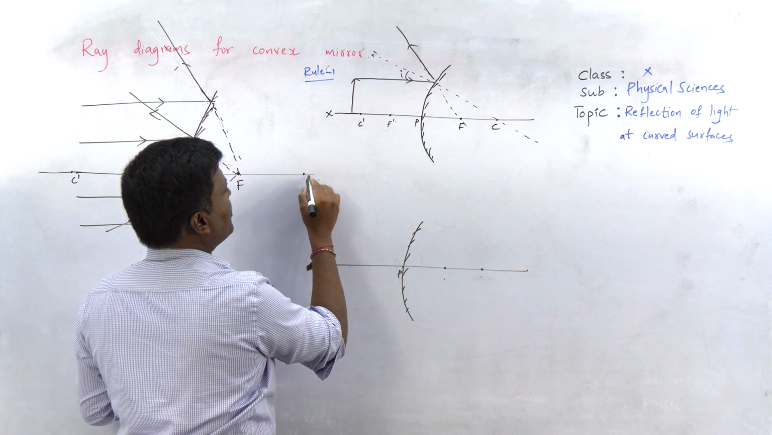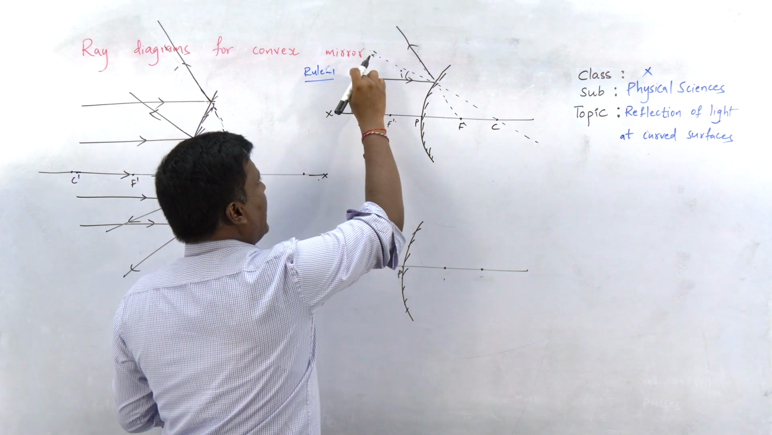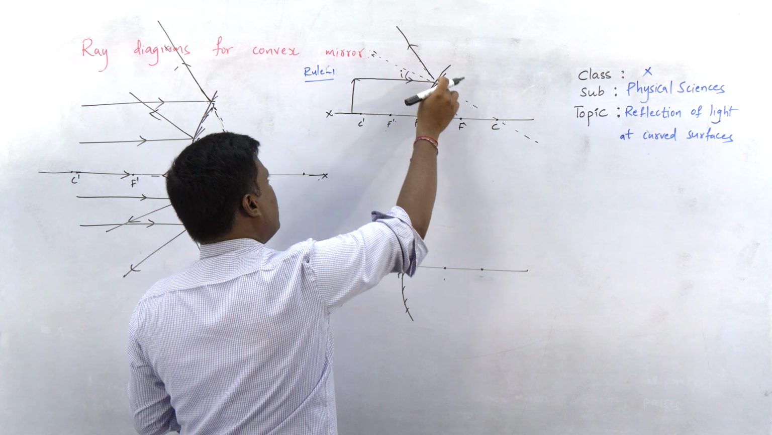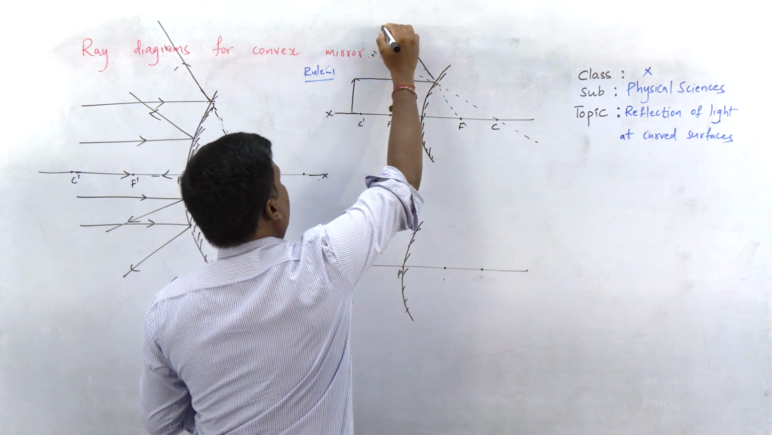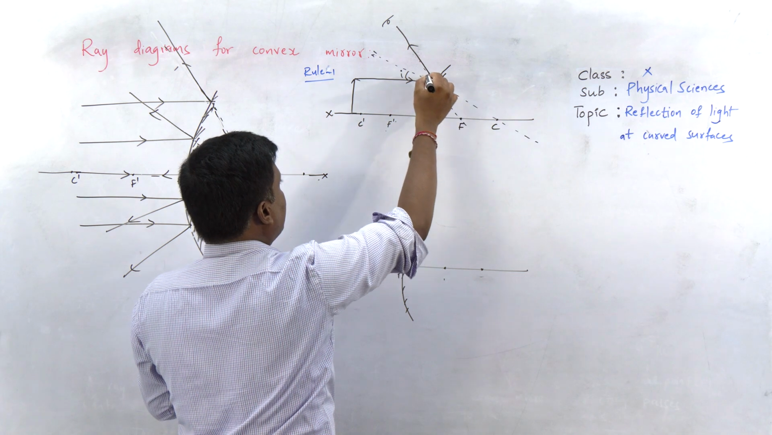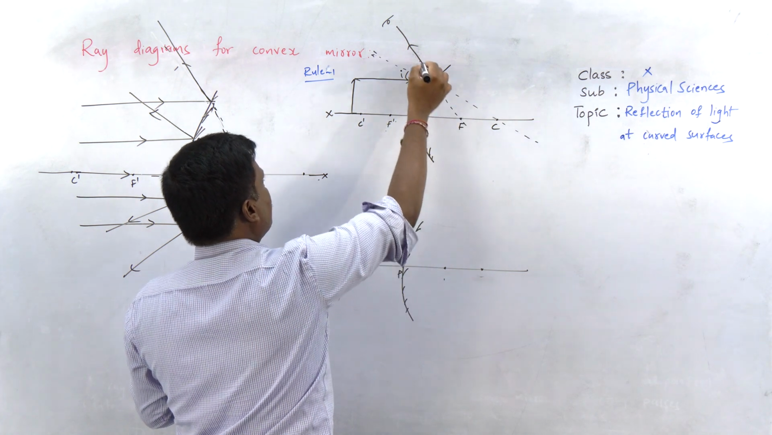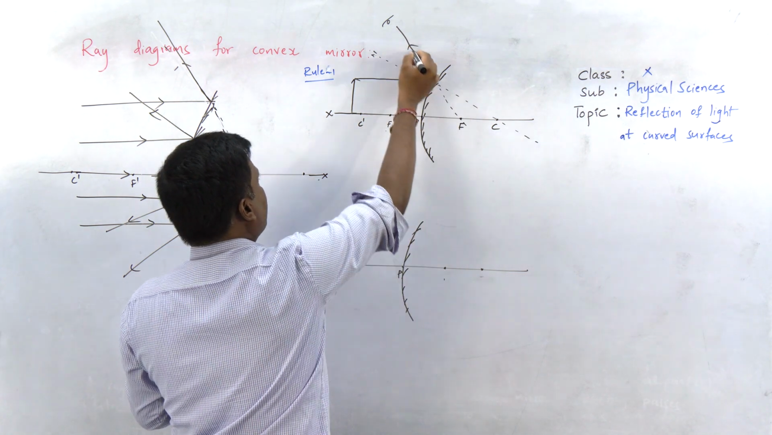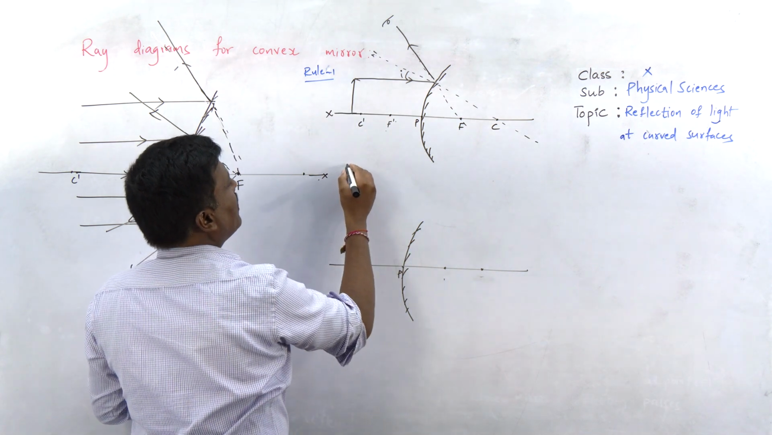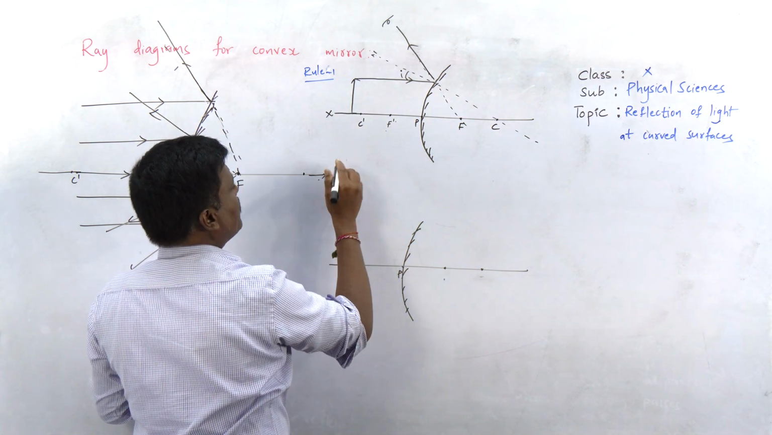We write this rule as: a ray parallel to the principal axis, after reflection, seems to diverge from the focus. It appears to be coming from the focus, diverging from the focus. Okay, that is why it is called this way.